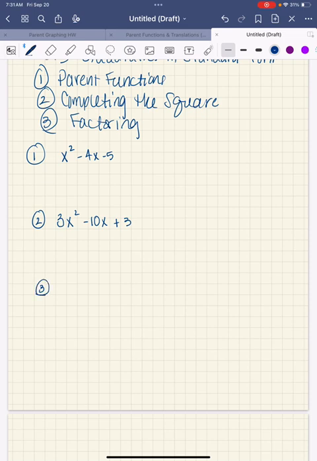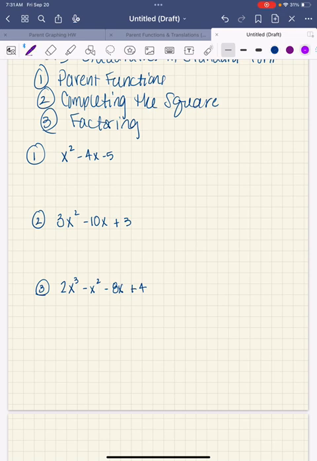and then lastly I'm going to ask you to factor 2x cubed minus 8x, oh no, how about minus x squared? My apologies. Minus 8x plus 4. Go ahead, pause the video, try these on your own, and then come back.